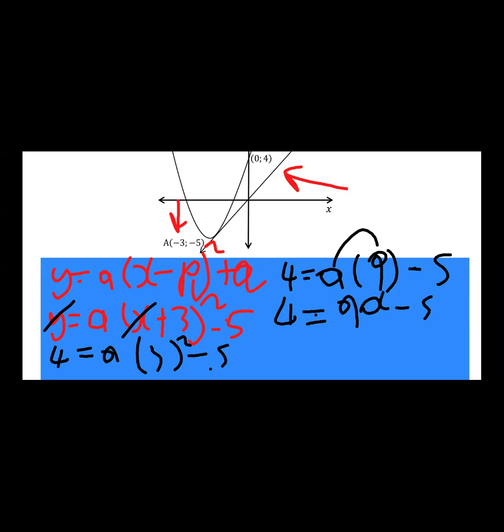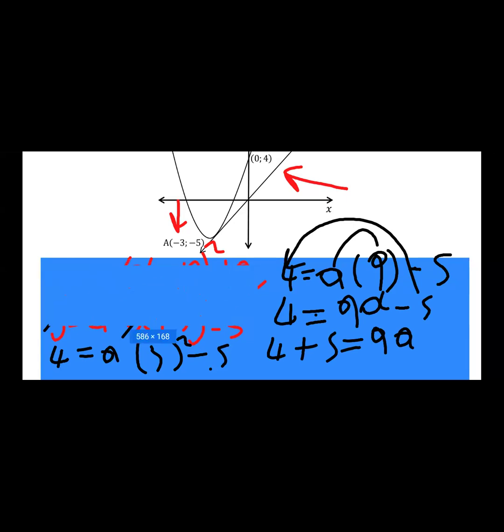You'll have to transpose, or take your 5 to the other side. You will have 4 plus 5 equal to 9a. As you can see, and I believe you can agree with me there, you will get 9 equal to 9a. You divide both sides by 9, then your a will be equal to 1. That's how you get that. So your a will be 1.